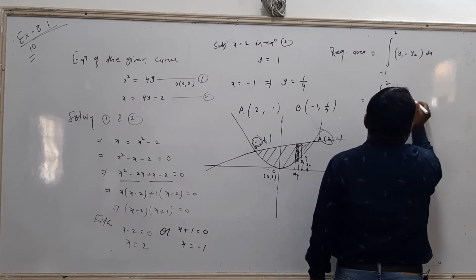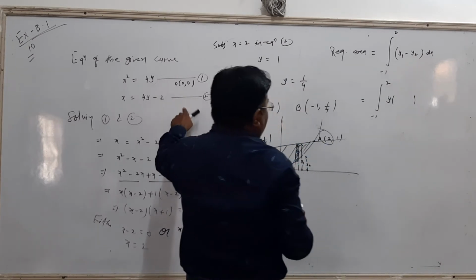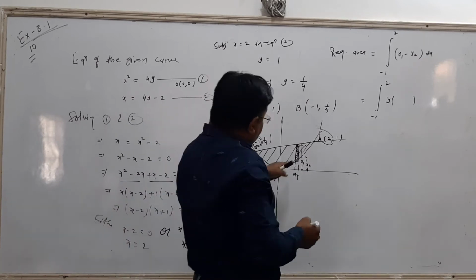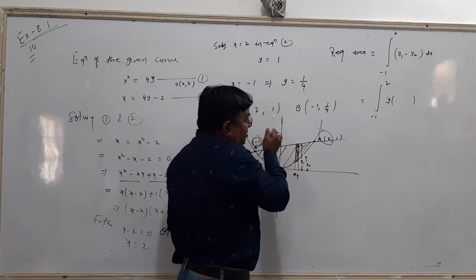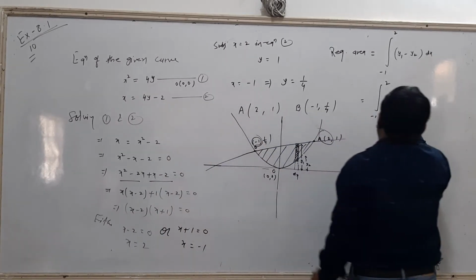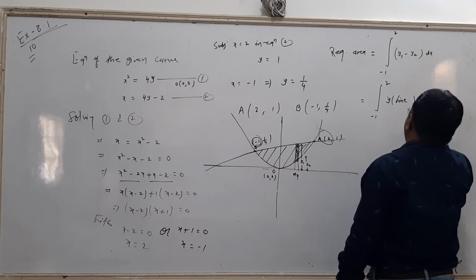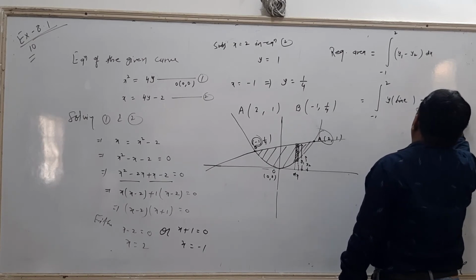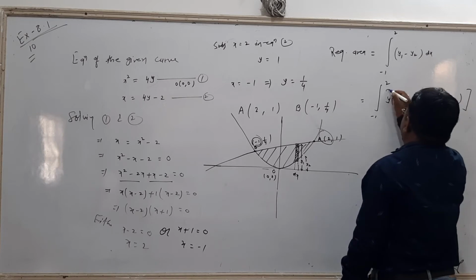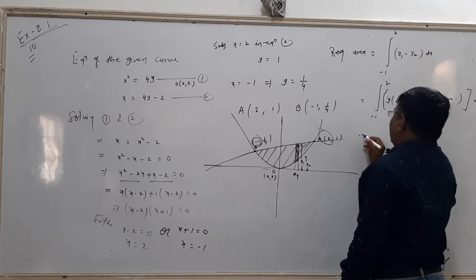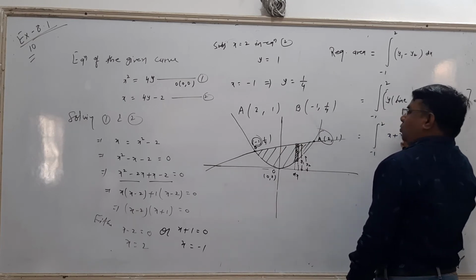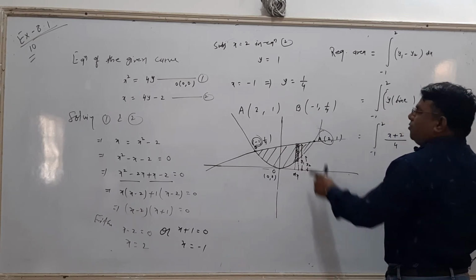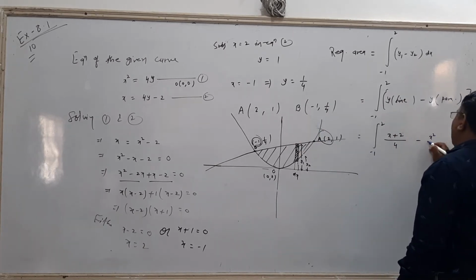What is y1? y1 is from the line, the length from line to x axis, and y2 is from the parabola, dx as it is. Now what is the value of y from the line? From the second, x plus 2 upon 4. What is the value of y from the parabola? x square upon 4. And now it is a separate integration.